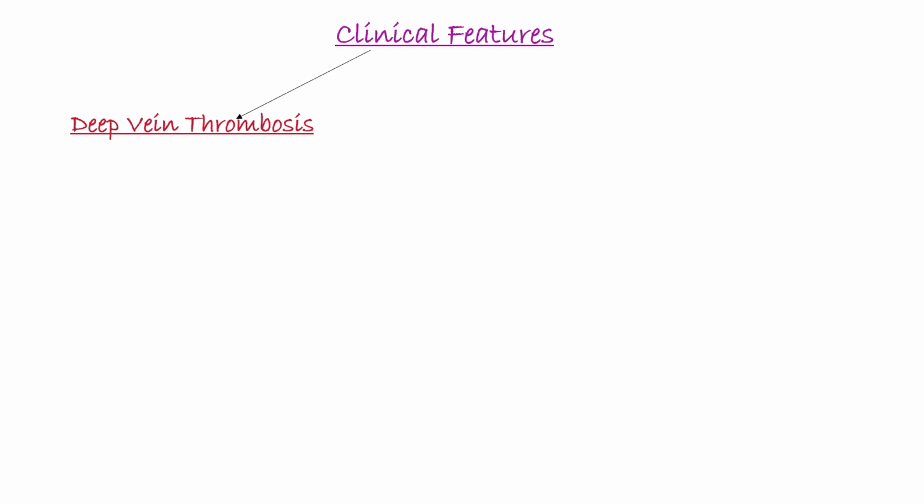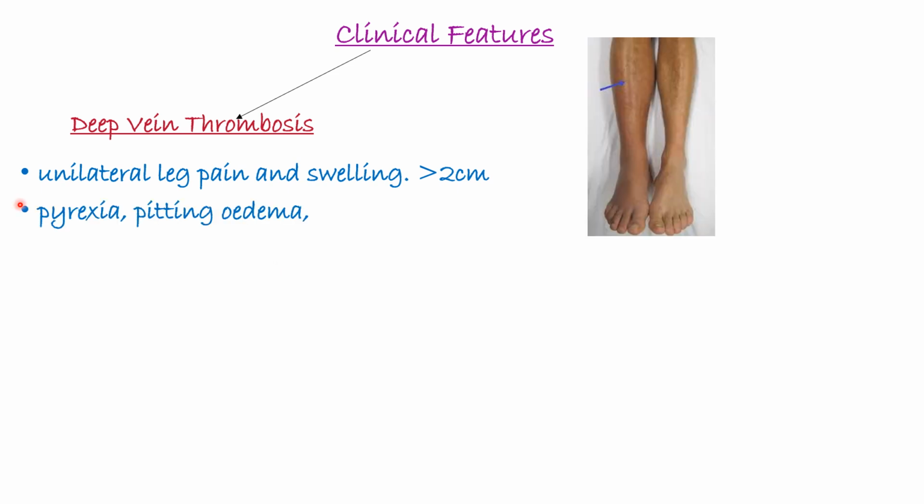So we're going to do the clinical features. In terms of the clinical features, we're going to begin with DVT, that is deep venous thrombosis. It is when you have a blood clot in the veins. Usually it is unilateral. When you find a bilateral DVT, it's very, very rare. Therefore you are going to have unilateral leg pain and swelling. If the difference between the swollen leg and the unswollen leg is greater than 2 centimeters, then you highly suspect DVT. In addition to that, you also have pyrexia and pitting edema on the limb, warmness of the limb, tenderness and prominence of the superficial veins.